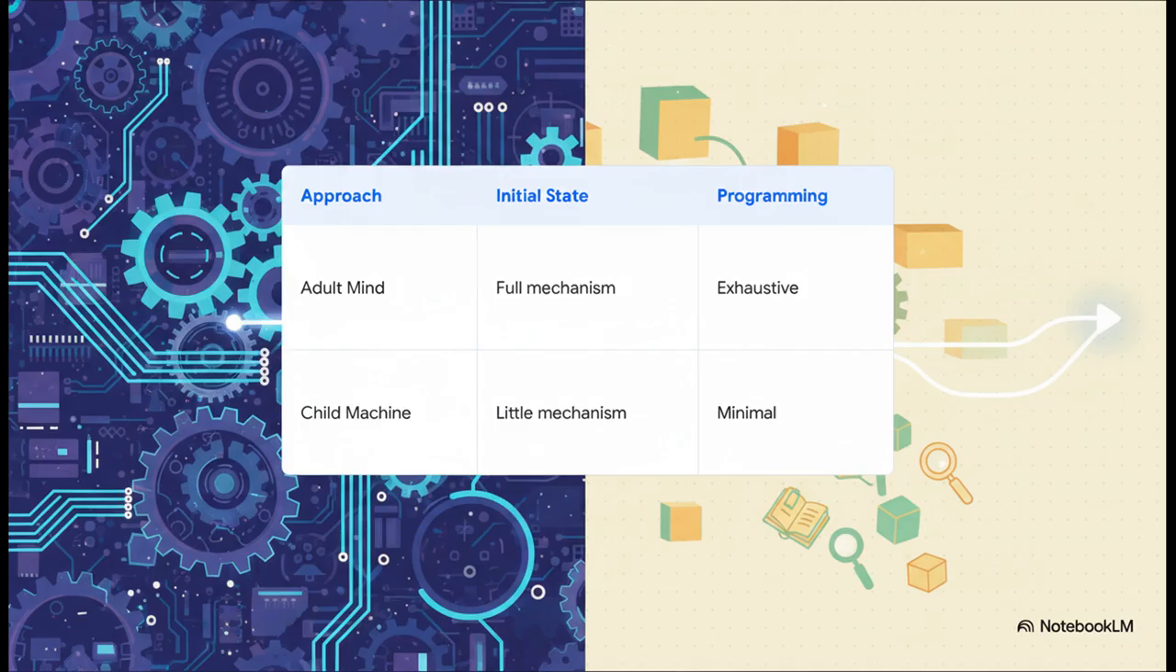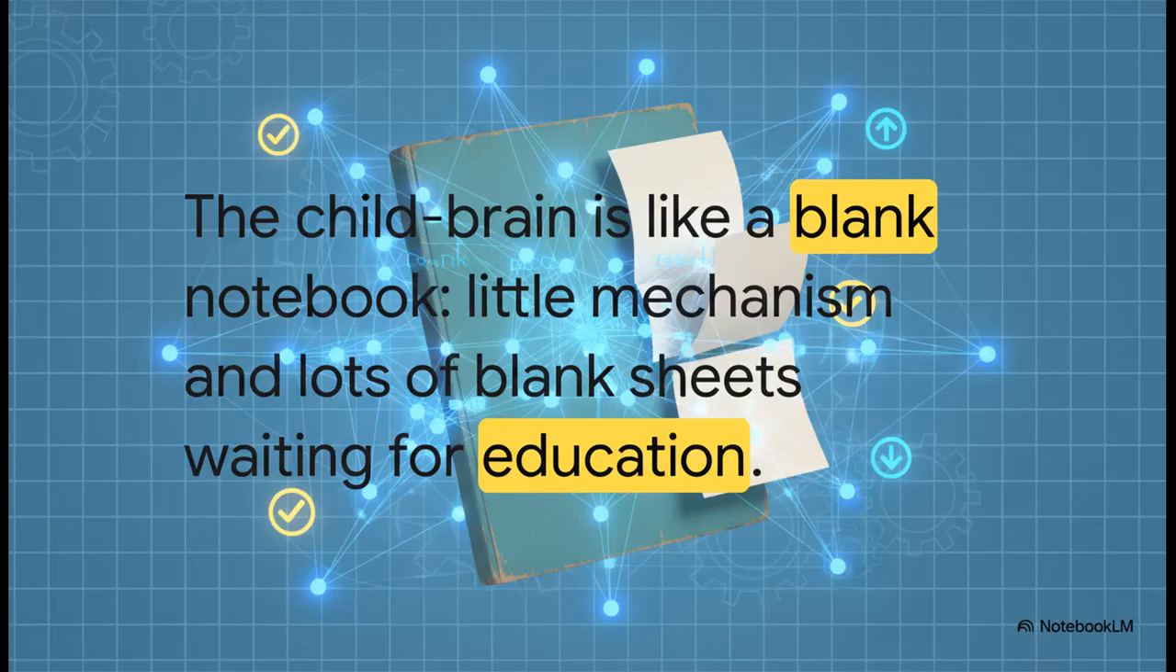You start with very little built-in mechanism and minimal programming. The heavy lifting isn't done by the programmer up front. Instead, it's done through a course of education and experience over time. He uses this beautiful, really evocative metaphor to explain it. He says the child brain is like a blank notebook bought from the stationers. It has very little mechanism, just lots of blank sheets waiting for education, rewards, and punishments.